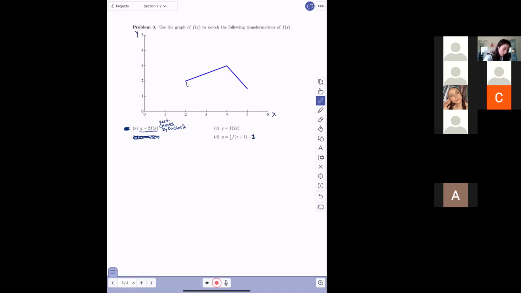So this first point here is 2, 2. I'm going to go ahead and multiply that y value 2 by 2. And so I end up with the point 2, 4. Similarly, we'll look at this point here, which is about 3. So it's the point 4, 3. I'm going to multiply the y value 3 by 2. And of course, this is too small, so I'll make my own 6 up here. 3 times 2 is 6. And so now we have the point 4, 6.